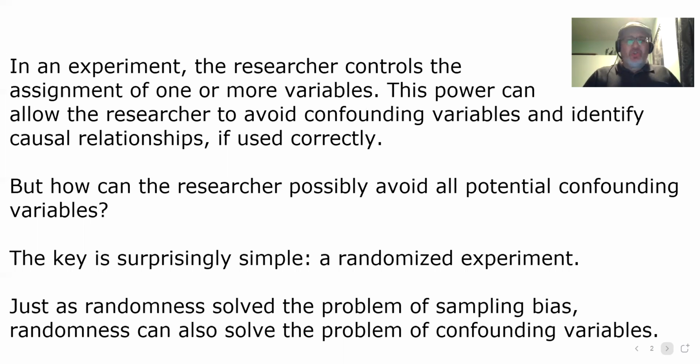But how can the researcher possibly avoid all potential confounding variables? The key is surprisingly simple: a randomized experiment. Just as randomness solved the problem of sampling bias, randomness can also solve the problem of confounding variables.